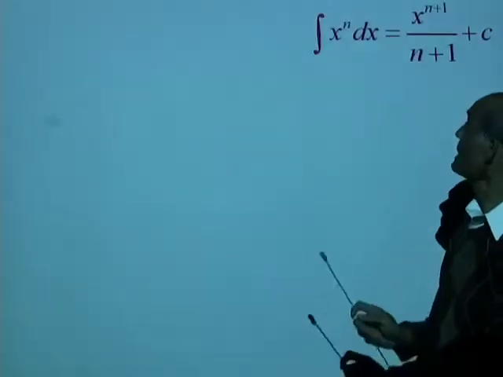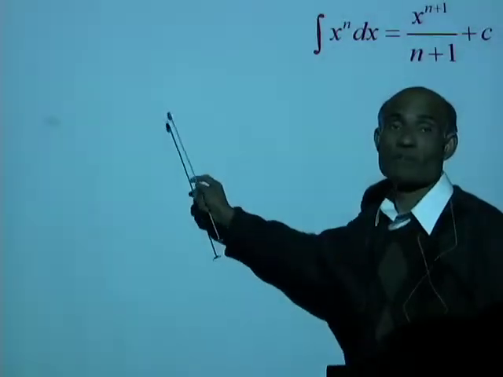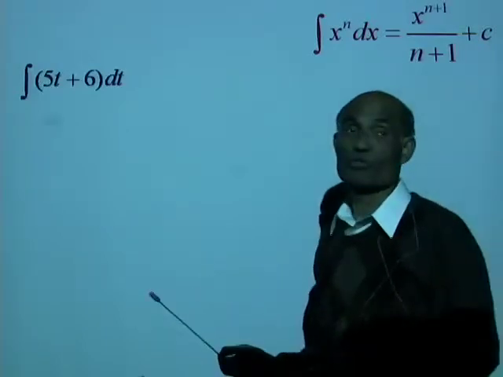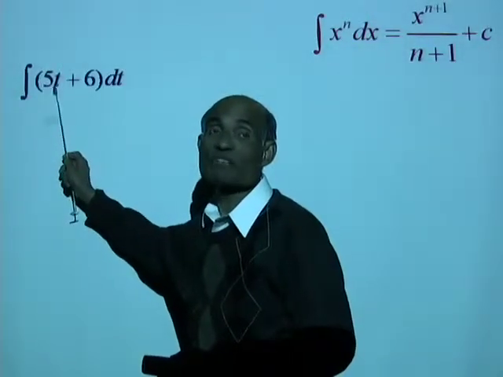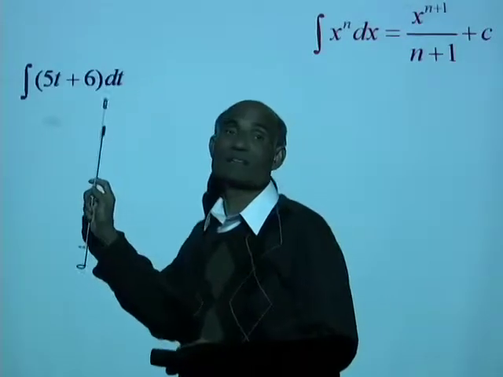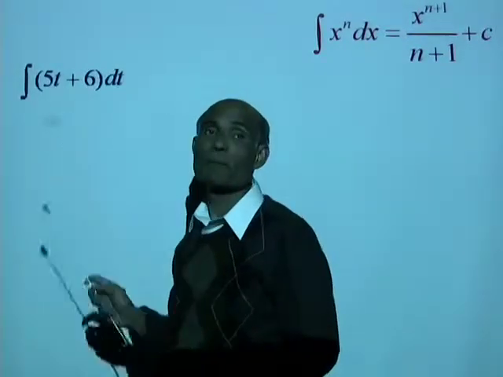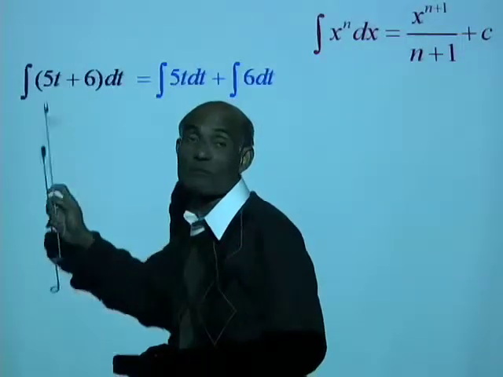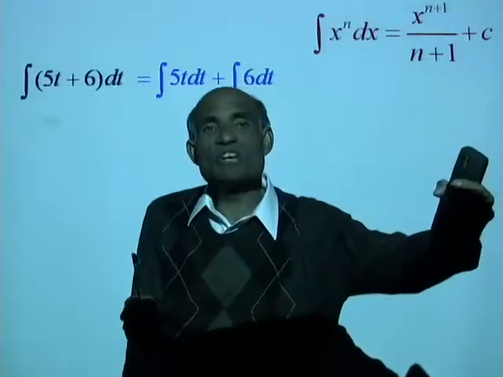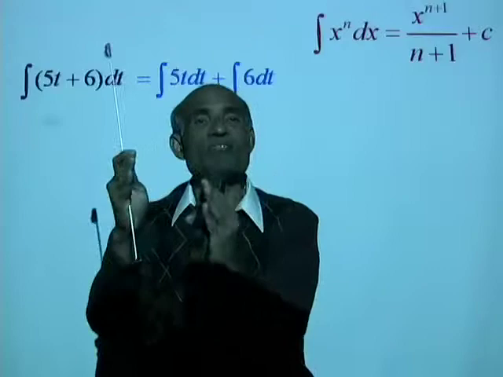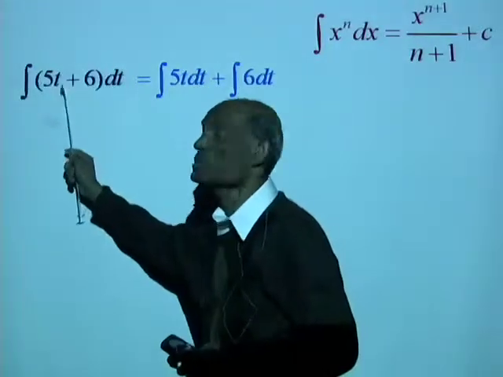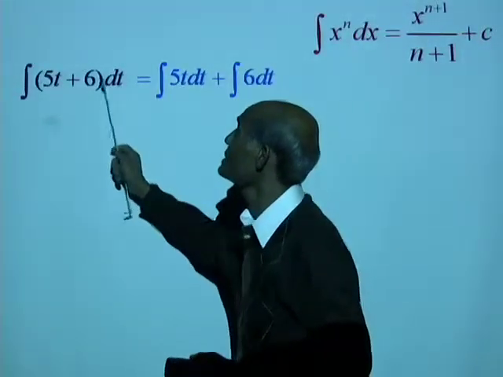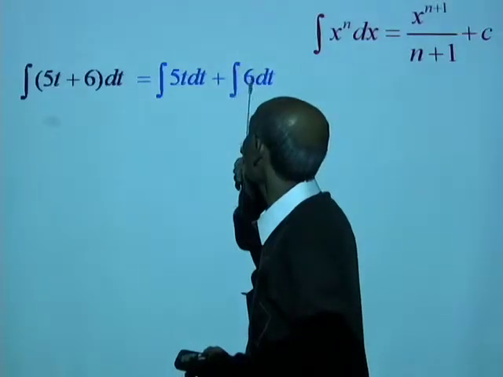Okay, let's move on and use the power rule for integration for a couple of other examples. Integrate 5t plus 6 dt. You can see there are 2 terms in there. So what do we do? We integrate each term, just like we did in finding the derivatives. Take each term and find the derivative. Similarly, here, take each term and integrate it. This will be integral 5t dt plus integral 6 dt.